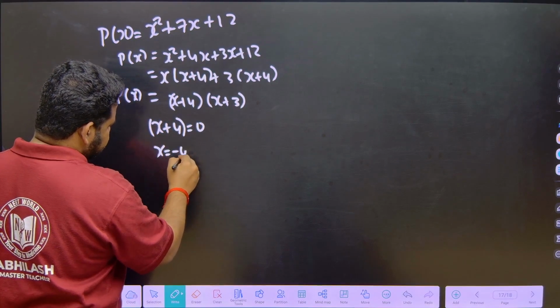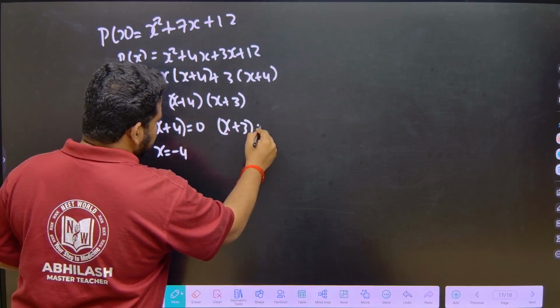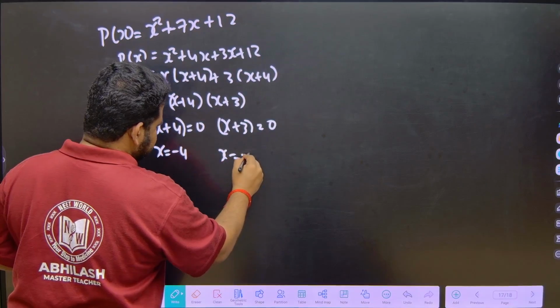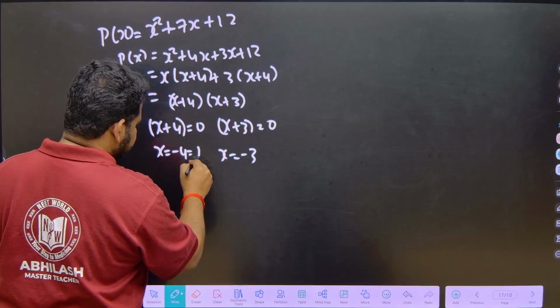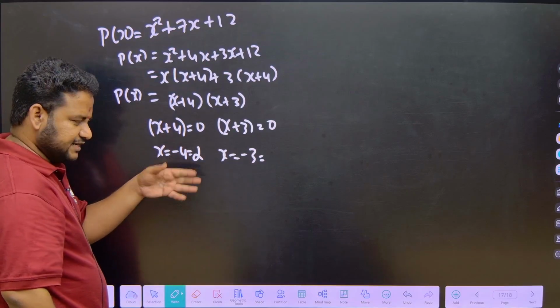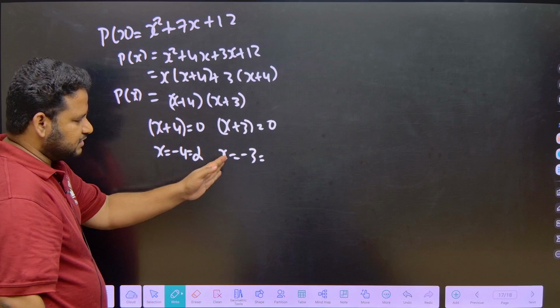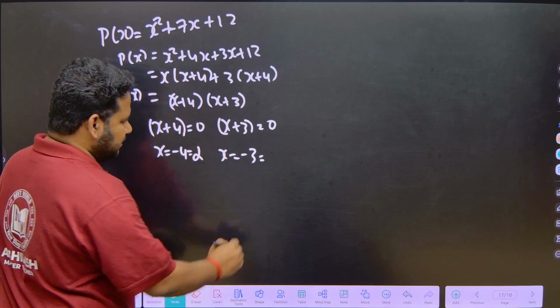So, x minus x is equal to minus 4. If I equate x plus 3 to 0, I will get x is equal to minus 3. So this x is equal to minus 4, let me take it as alpha. I can take any of them. I can take minus 4 and minus 3 as alpha, or minus 4 and minus 3 as beta. If I take this as alpha, this will be beta.